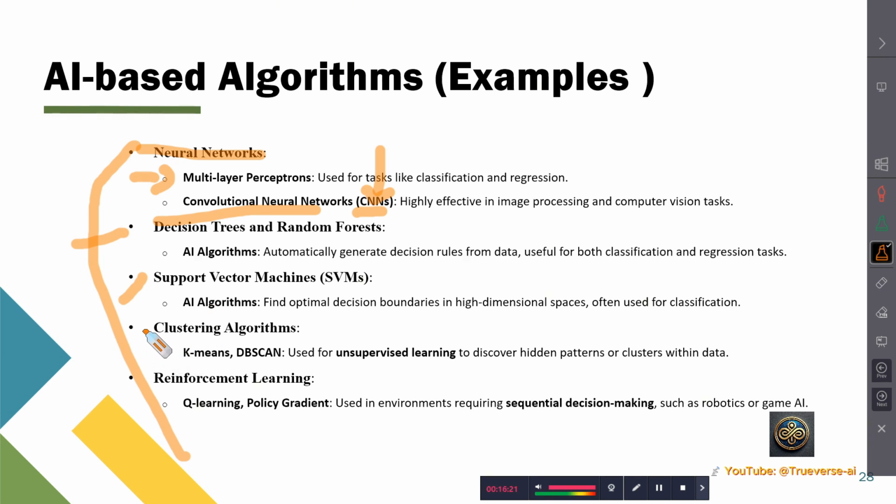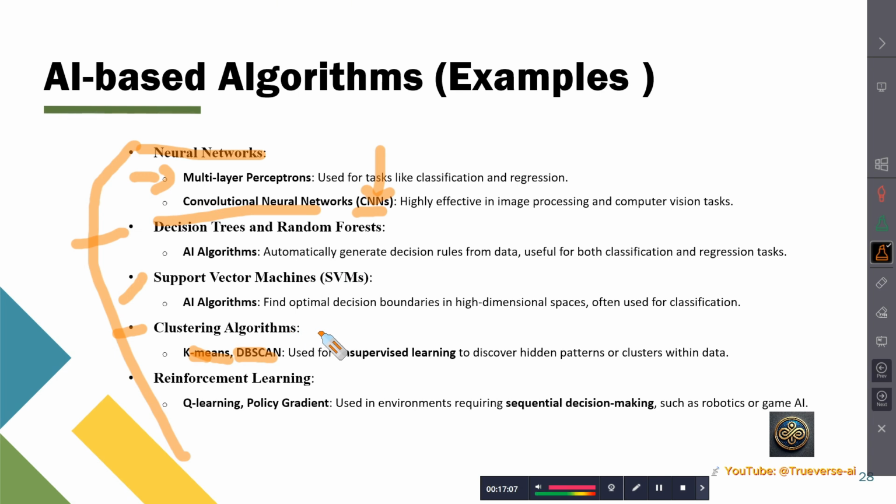Shortly, we see here K-means and DBSCAN. These are used for unsupervised learning to discover hidden patterns or clusters within data. K-means works by partitioning data into clusters based on similarity, while DBSCAN can detect clusters of arbitrary shape, which makes it more flexible. So this is more arbitrary, but this is more based on similarity.